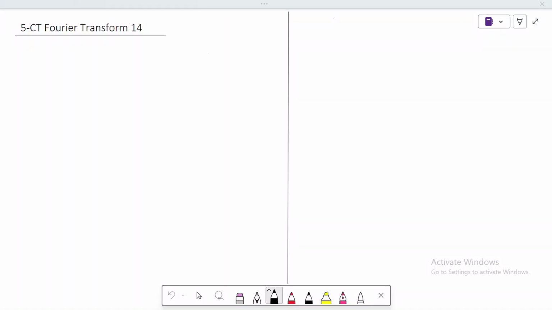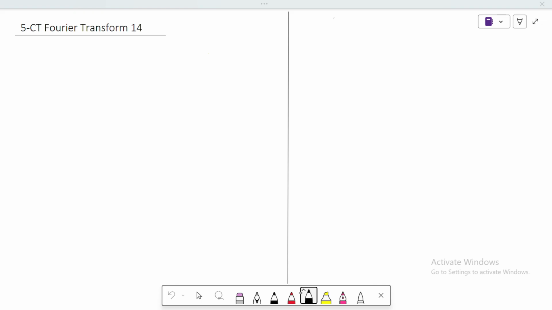Welcome to Signals and Systems subject classes. Now we are in the fifth chapter, that is continuous time Fourier transform. In this chapter, this is the fourth video. Previously, we have discussed the properties of the continuous time Fourier transform. Now, in this video, we are going to learn the application of duality.